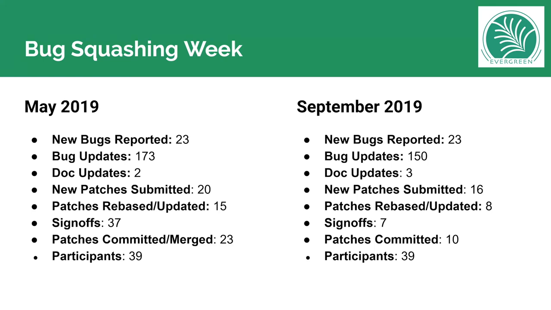So the efforts have been healthy the past couple bug squashing weeks. There is a tiny bit of spookiness in that the number of new bugs reported, as well as the number of participants in both cycles, were exactly the same. Now, bug fixing, of course, is something that is also a background activity of the community. Obviously, you can fix a bug or test a bug fix at any time. But Bug Squashing Week is an excellent opportunity to get concentrated effort onto the ongoing task of flattening all these bugs.